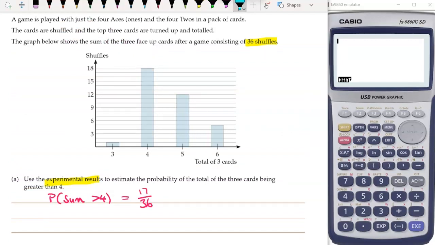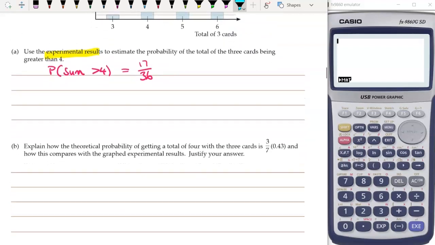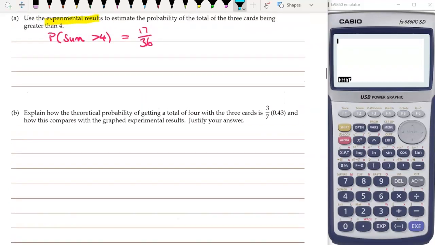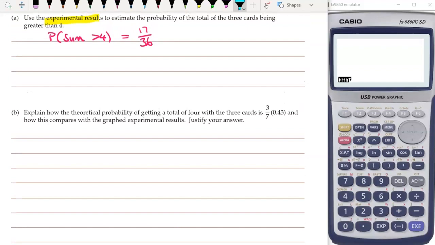One thing I forgot to point out that we need for the next bit is that we're just playing with the 4 aces and the 4 twos. So we have 8 cards in total, 4 1s and 4 2s. Okay, let's look at part B now. Explain the theoretical probability of getting a total of 4 with the 3 cards.